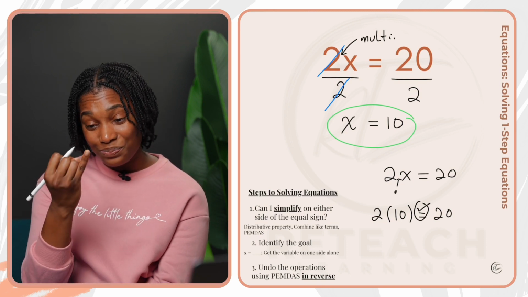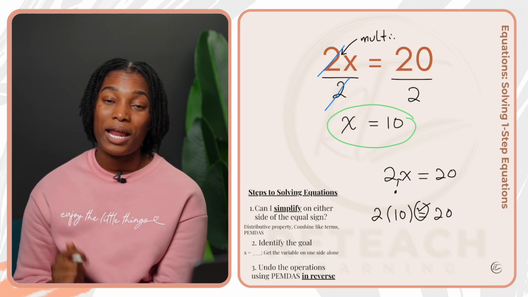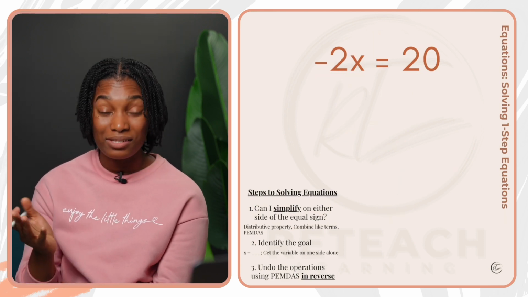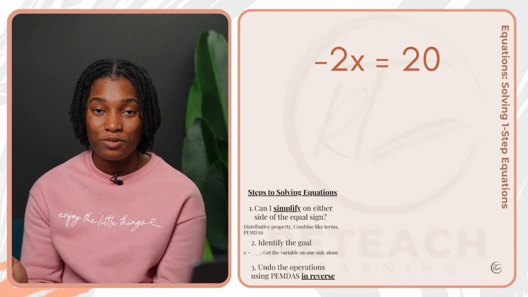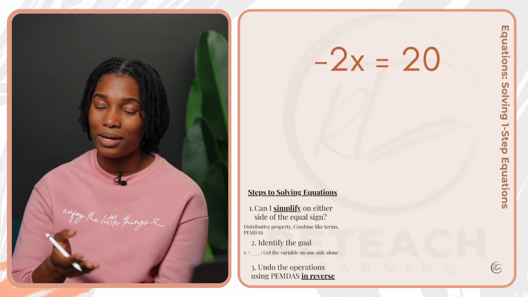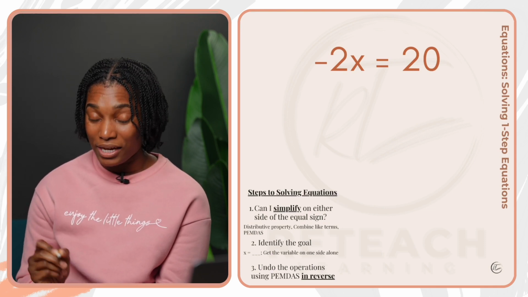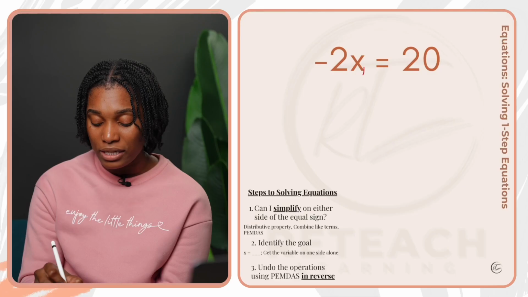Now we did addition, subtraction, we're doing multiplication by a positive number. What happens when it's negative? Same concept, right? Can I simplify? You can probably look and say, okay, I can't simplify. Now, what's my goal? I want to get to the x.